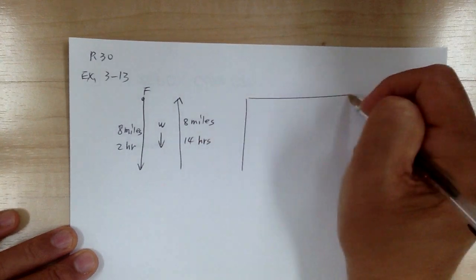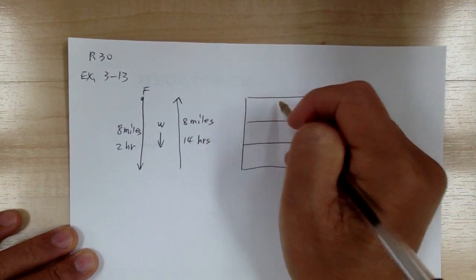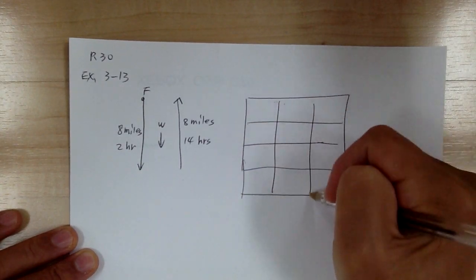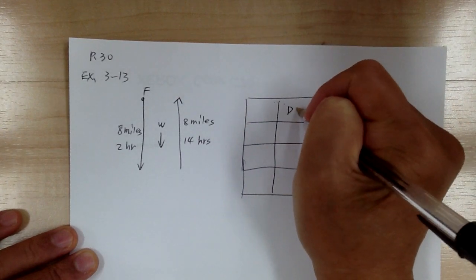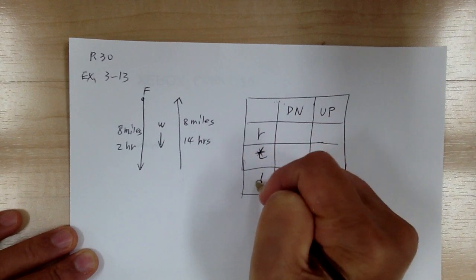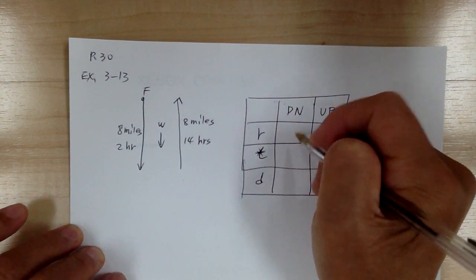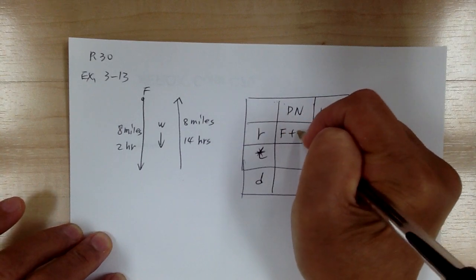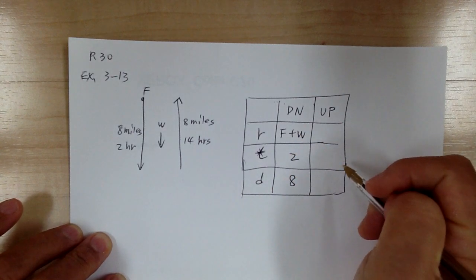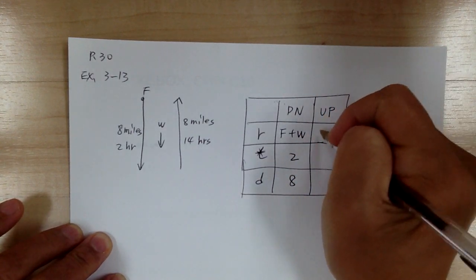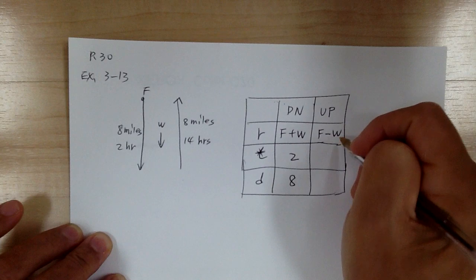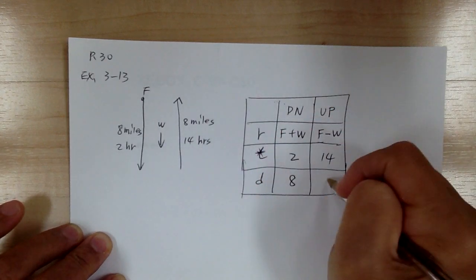Sometimes it helps if you draw a table. So this is down, and this is up, and this is R times time equals distance. Downstream is going to be the rate of the frog plus the water, and the time is 2 hours, and the distance is 8. When you're going upstream, the speed is the frog minus the water, because the water is going to push it back, and the time is 14 hours, and the distance is 8.